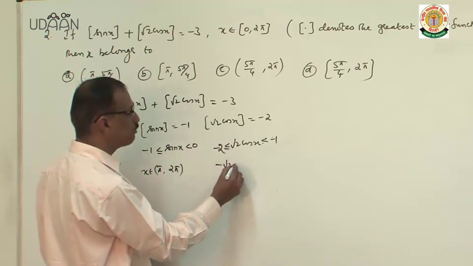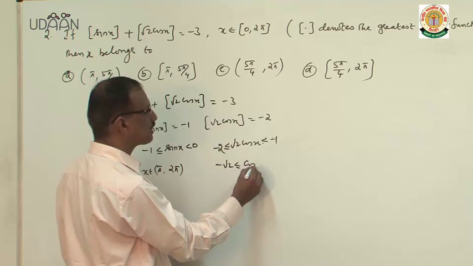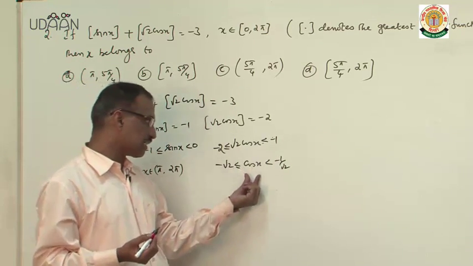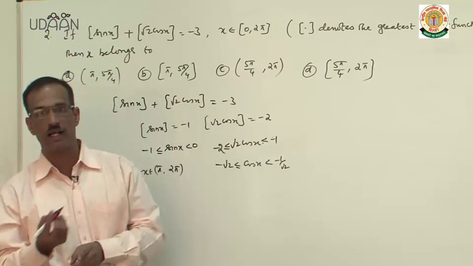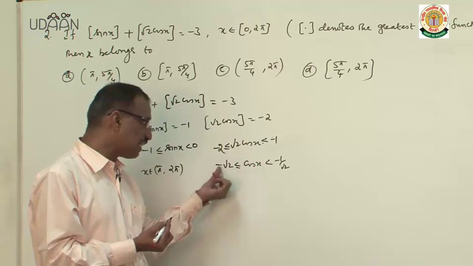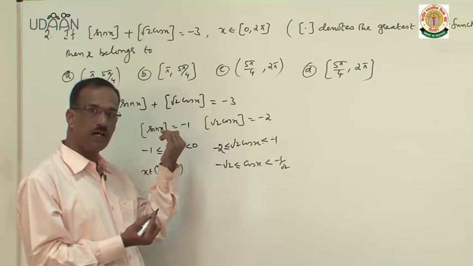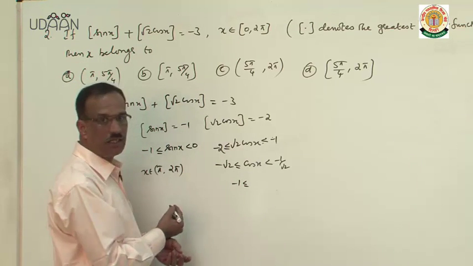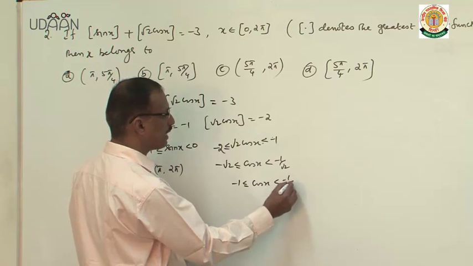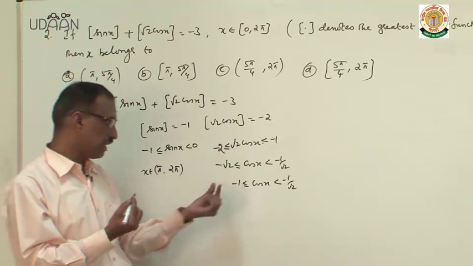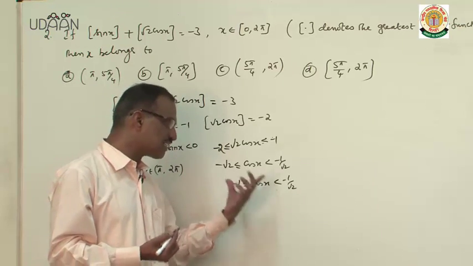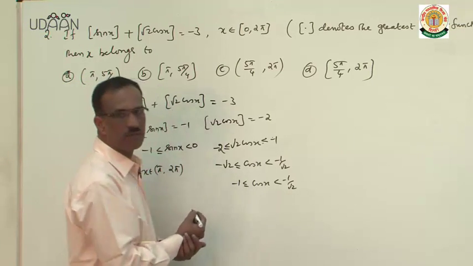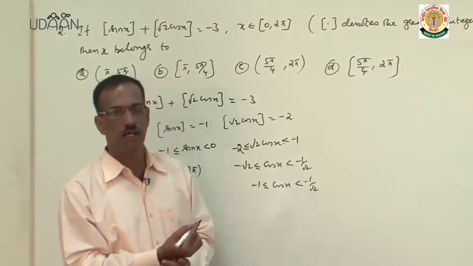That means it gives us minus root 2 less than or equal to cos x less than minus 1 by root 2. We know that the cos x value lies between minus 1 to 1. So, therefore, this minus root 2 is going below minus 1. So, let us make it minus 1 less than or equal to cos x less than minus 1 by root 2. This we have. So, now from this, what are the x values where cos x lies between these? It is negative, minus 1 to minus 1 by root 2.